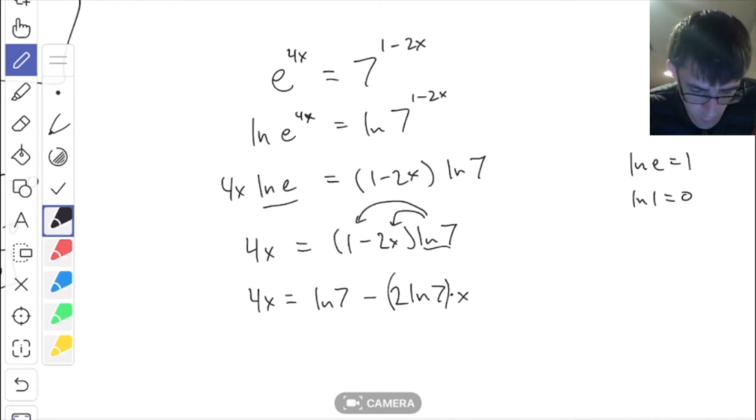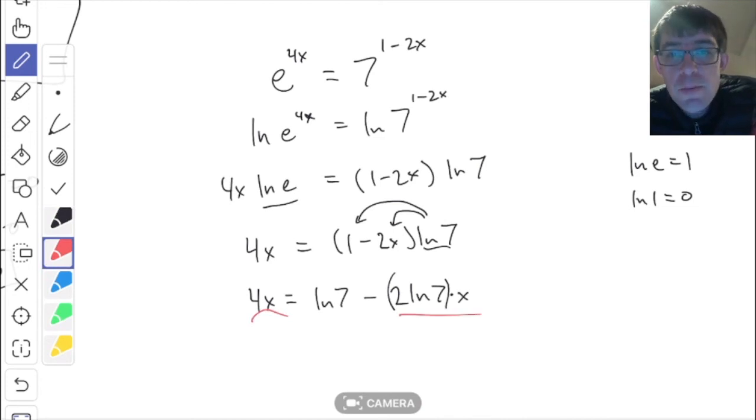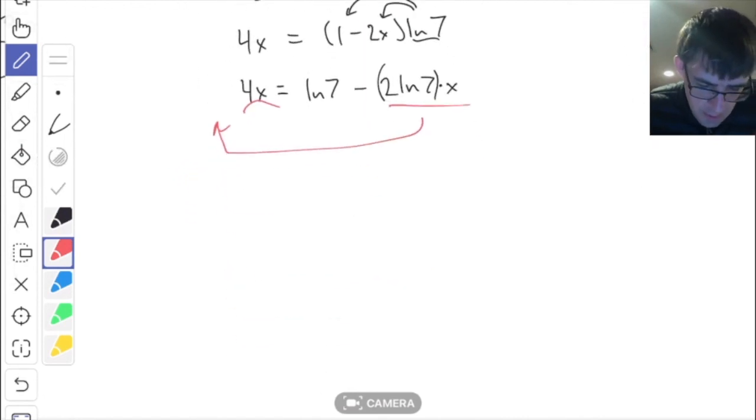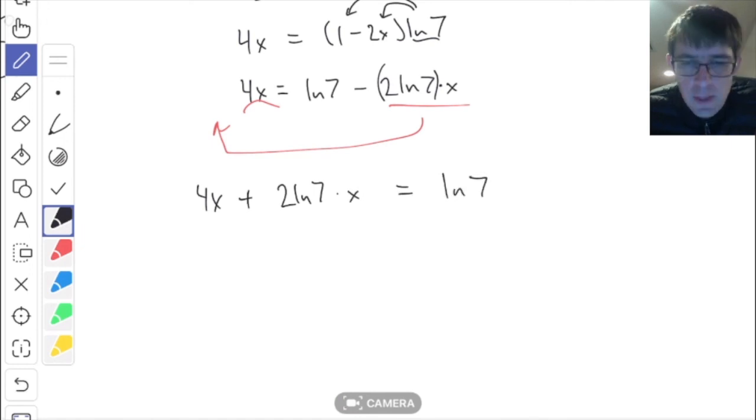I have the 4x here and the 2 ln 7 x. I want to put those both on one side of the equation. Let's put the x's stuff all on the left. So I'm going to move this over to that side by adding. So it's going to be 4x plus 2 ln 7 times x equals ln 7, which was on that side by itself. Getting there. What should I do next to solve for x? I need to get x all by itself on one side.